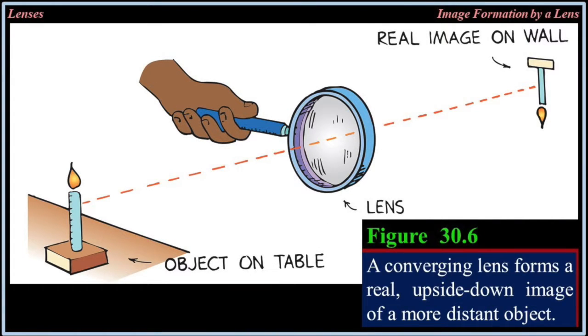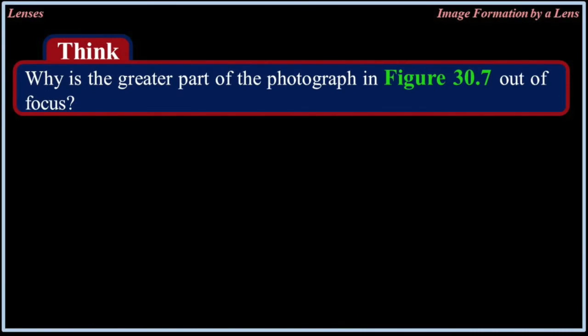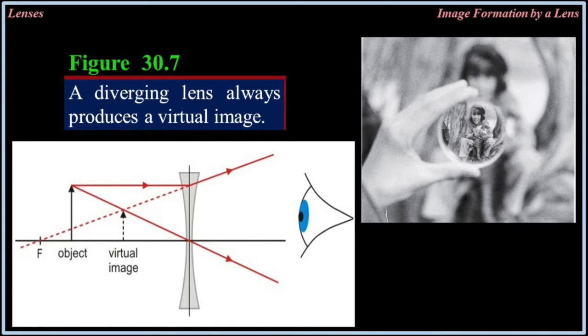Figure 30.6. A converging lens forms a real upside down image of a more distant object. Why is the greater part of the photograph in figure 30.7 out of focus?